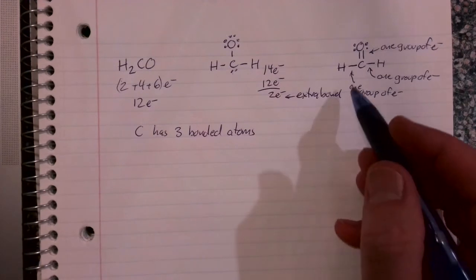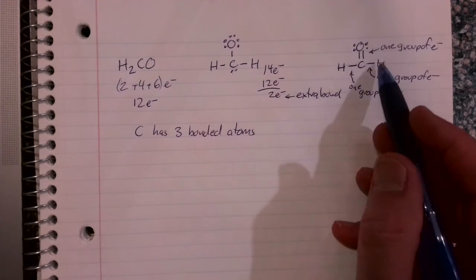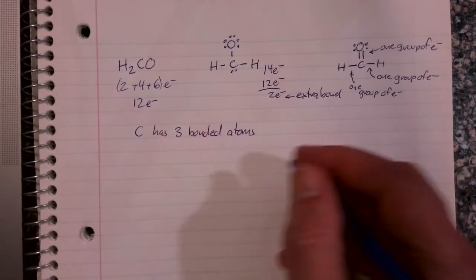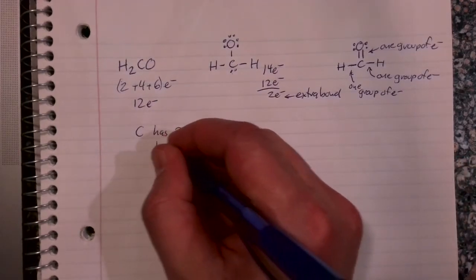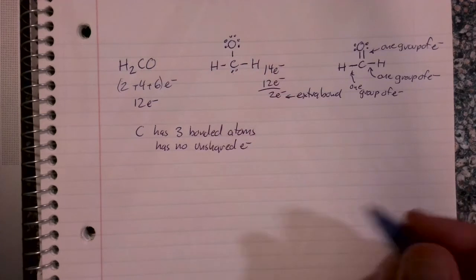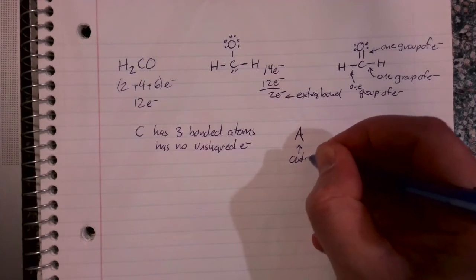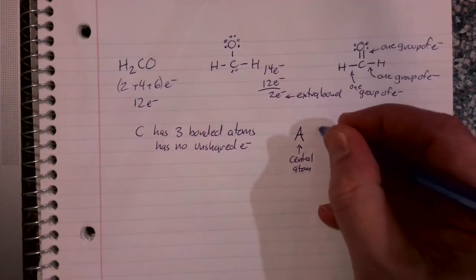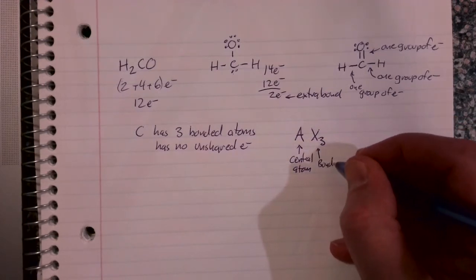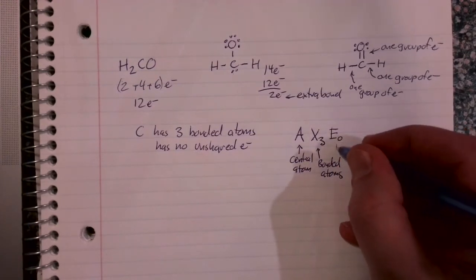So instead of counting the bonds, because it looks scary, it looks weird to say, well, that's the same as that, let's just count the bonded atoms, and then we ignore whether it's a double or single bond altogether. It has 3 bonded atoms, and it has no unshared electrons. And so what we're going to do is call this an A for the central atom, X3 for the bonded atoms, E0 for the unshared pairs.